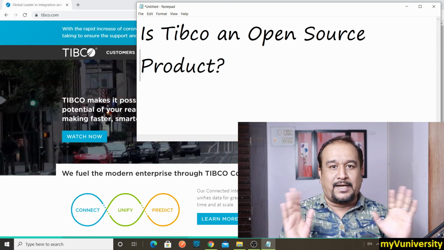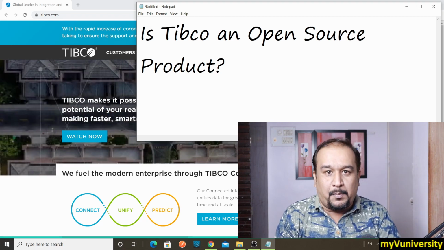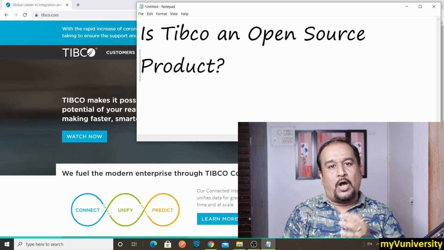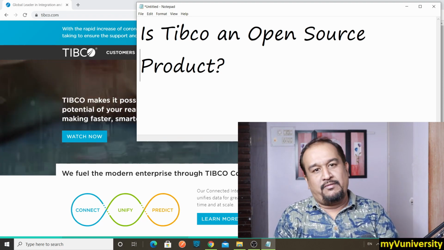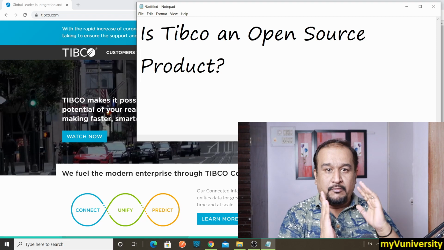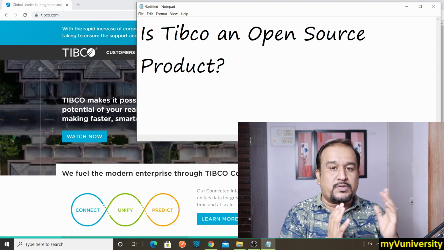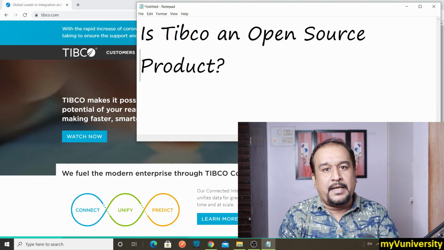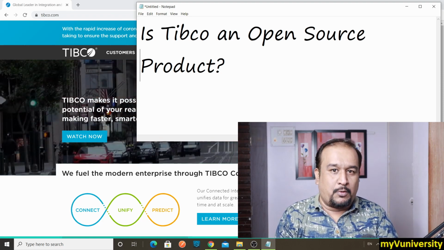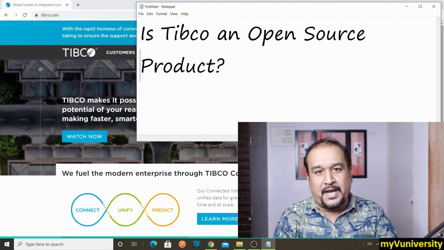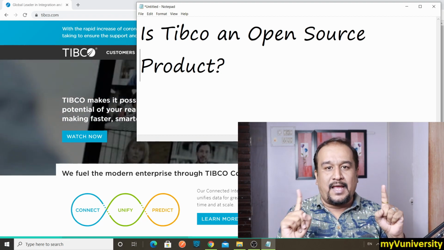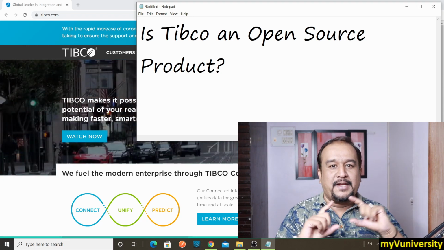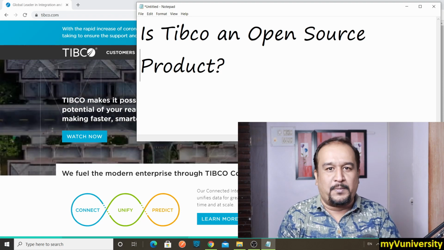Big no, not at all. It is an enterprise licensed product. Does that mean you will not get a chance to evaluate it? Of course you can. Whenever any client wants to use it, or if there is any commercial use, then definitely they have to buy a license from Tibco. It is a licensed enterprise product. It is not at all an open source product, friends. So, big no for that. No, it is not open source.